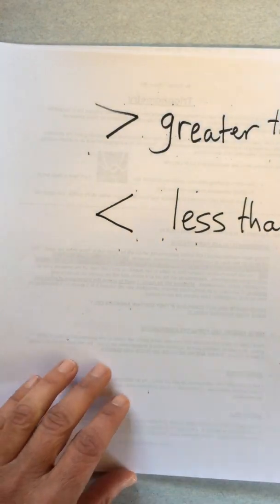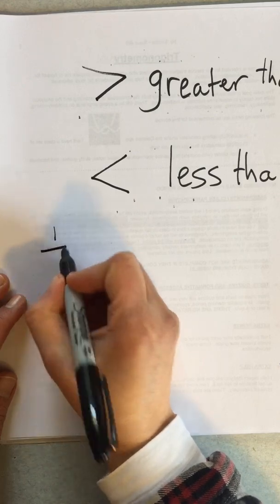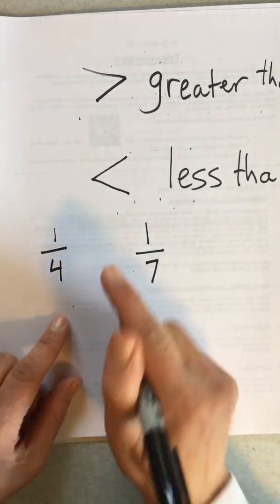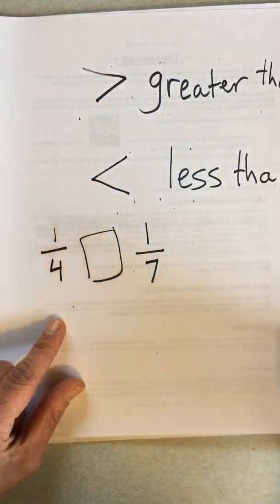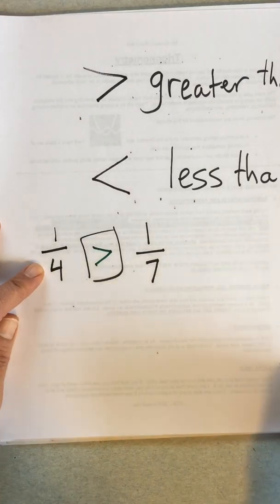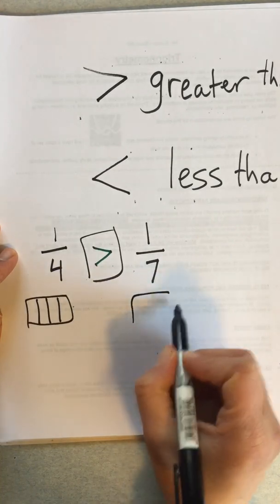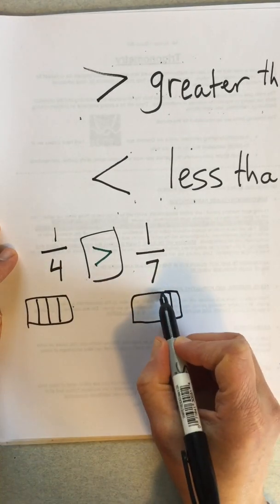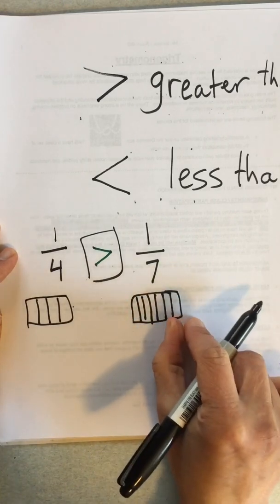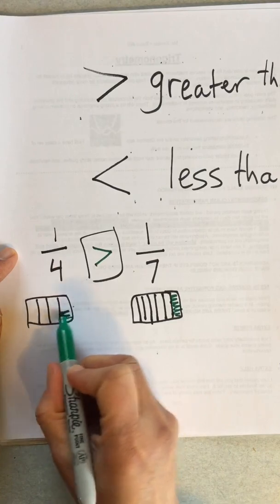Okay, so when we're looking at fractions, if I'm looking at 1 over 4 and 1 over 7, and I want to put greater than or less than, do you know which one is bigger? This one is bigger, greater than. You know why? Because this one, I only divided it into 4 parts. This one, I got to divide it into 7 parts. Do you see how much smaller one of these is? This is smaller than this one.